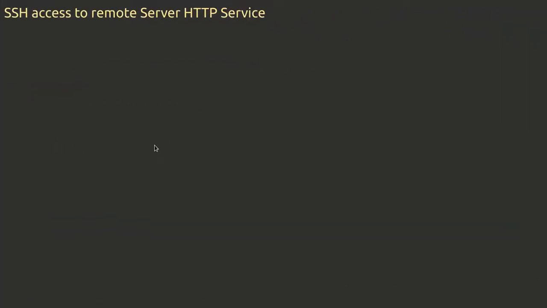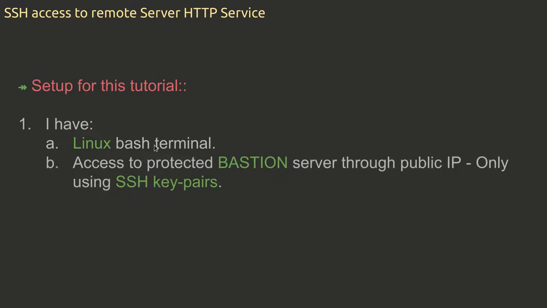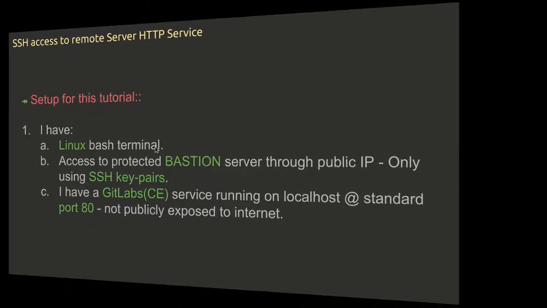Right. So, what's the setup for this tutorial? I have a Linux-based terminal, access to the protected Bastion server through public IP only, using SSH key pairs. Highly secure. Anything that I access within the remote network is now secure. I have a GitLab Community Edition service running on localhost on the standard port 80, and this is not publicly exposed to the internet.